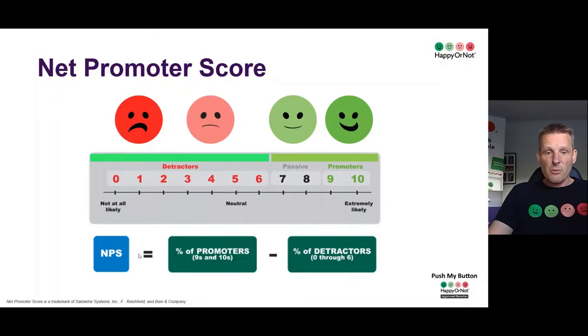And then to calculate the Net Promoter Score, it's as simple as subtracting the detractors' percentage from the promoters' percentage, and that will give you a score between -100 and 100, which is the Net Promoter Score boundaries.